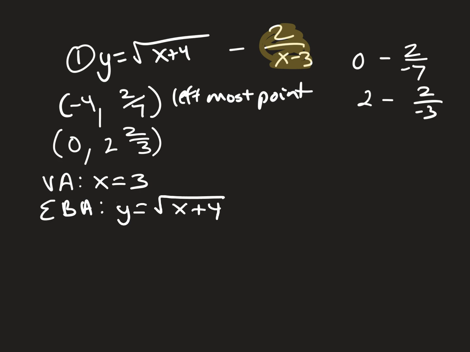And let's see if it crosses EBA. Remember how to do that? You set the function equal to the EBA and see if they intersect. And because the function itself is in that nice form, it's easy to see if it crosses the EBA. And it would cross if -2 over x minus 3 equals 0, which it doesn't. That's impossible. So no cross.